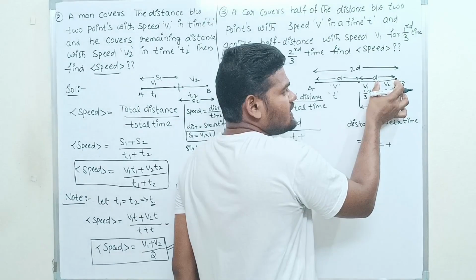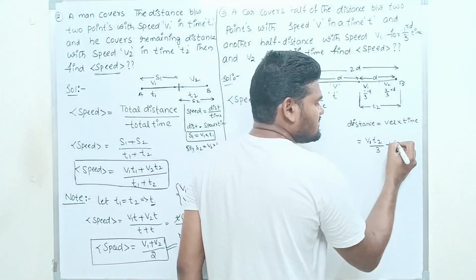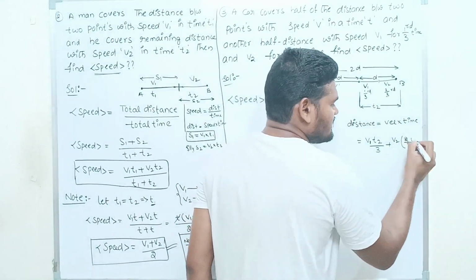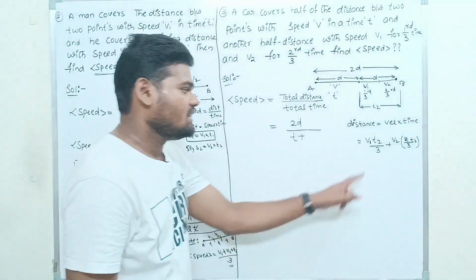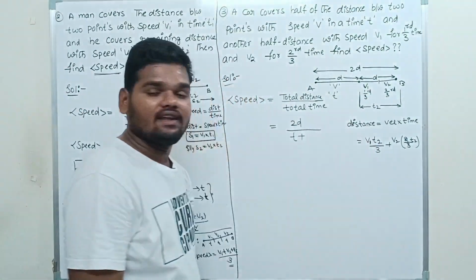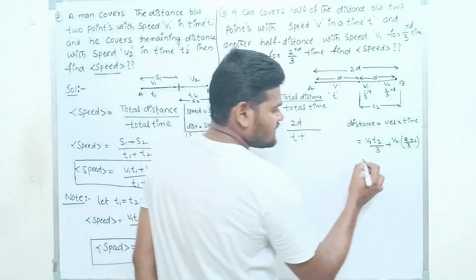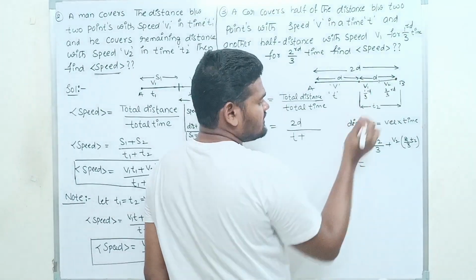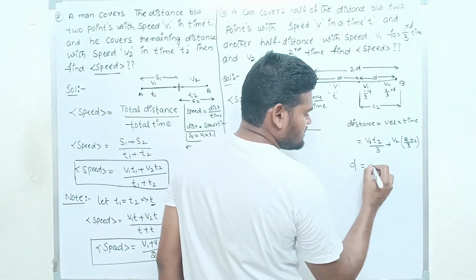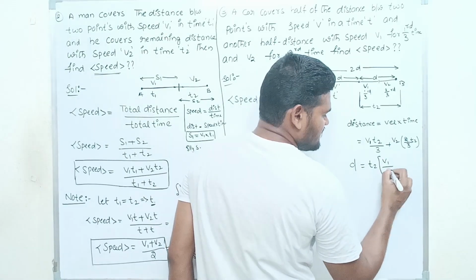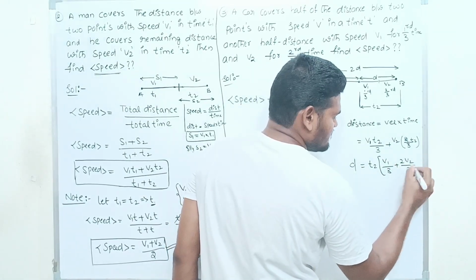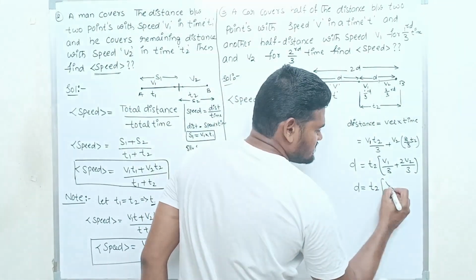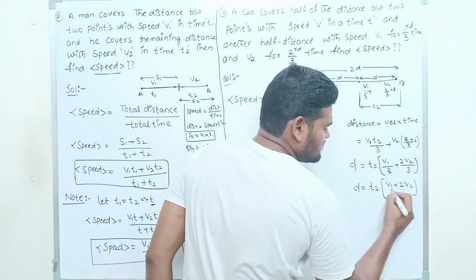So plus the remaining distance, it covers with velocity how much? v2. And what is the time taken? 2 by third of t2. Here how much time taken? 1/3 of t2. Are you getting? Okay. So the distance d is equal to, taking t2 common, we get v1 by 3 plus 2v2 by 3. So d is equal to t2 into, here denominator 3 is there, so just take the LCM, (v1 plus 2v2) divided by 3.